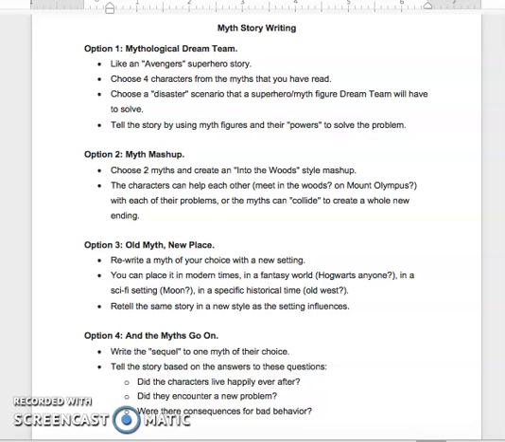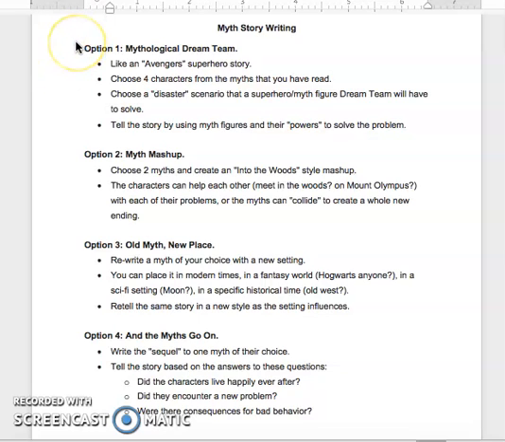Hi everyone. We are moving into some myth story writing. You will be taking what you know from the myths that you have read, and you will be writing your very own myth story. In this video, I am explaining the 4 options for myth story writing. You will not be required to write 4 separate myth stories. You are only choosing one story option. Let's go over the 4 options.